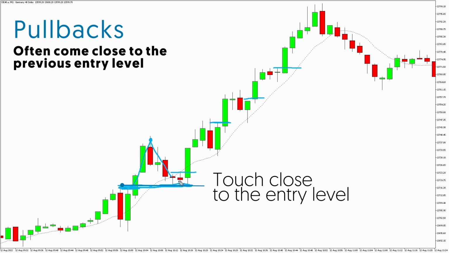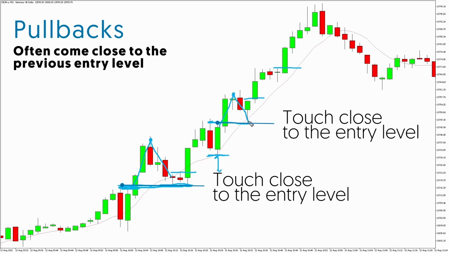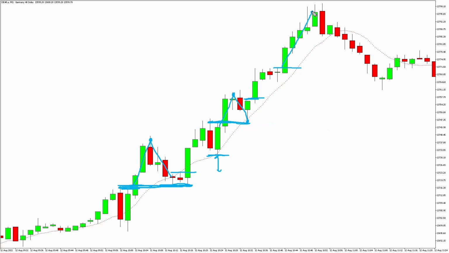Then we have the second pullback to the upside. In this case, the price only came to this level, which was kind of still far away from your entry. Then we have our third entry, and the price, after making a move to the upside, came exactly to the same level of our entry. Then we have another entry here. The price didn't come back down. And the same with the last entry, the price just shot to the upside.